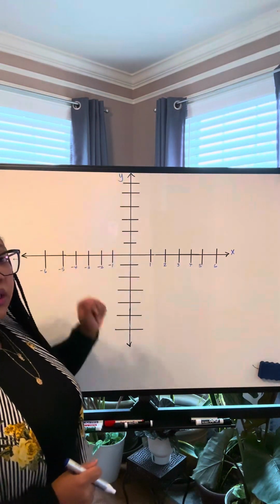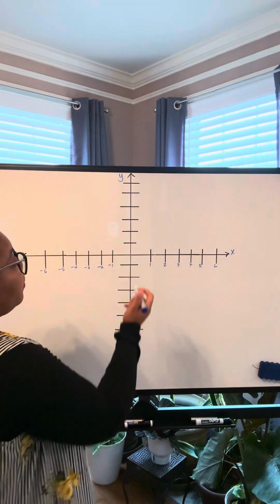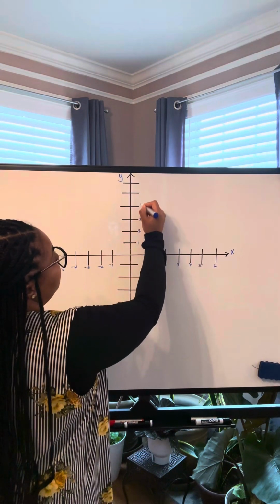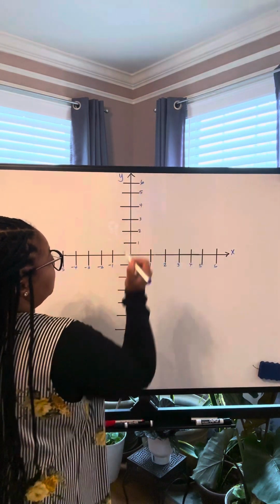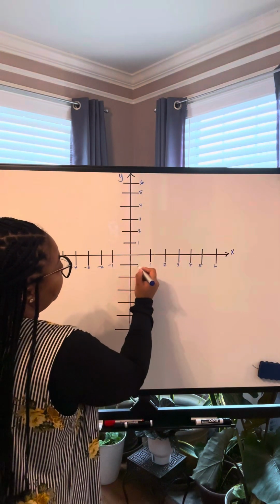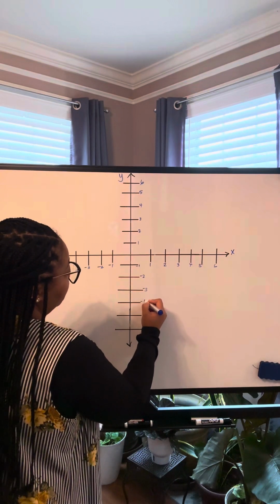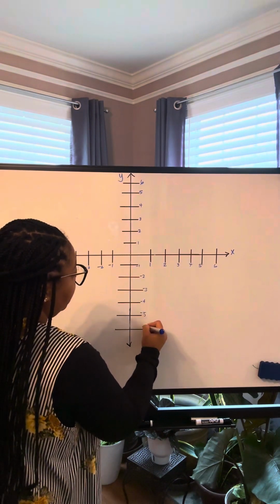Up here, going to the top on our y-axis, we will have our positive numbers, 1, 2, 3, 4, 5, 6. And down below, we'll have our negative numbers, -1, -2, -3, -4, -5, and -6.